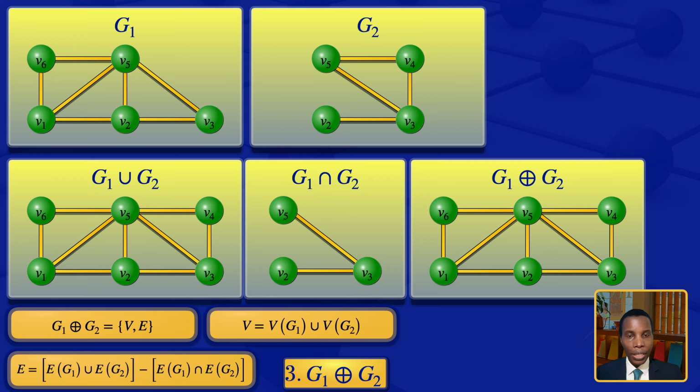So our union is including the vertices in G1, union the vertices in G2. But now using this formula here, so in our graph, we are going to remove these edges here, V2 to V3, then the edge V3 to V5. So when we have removed those edges, what we are now remaining with is the ring sum of G1 and G2.